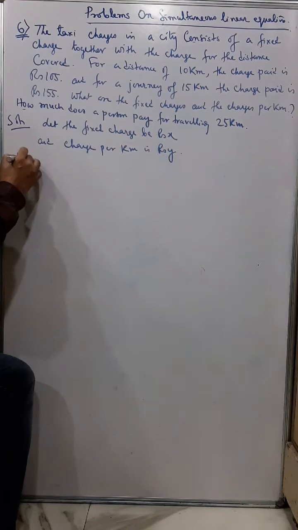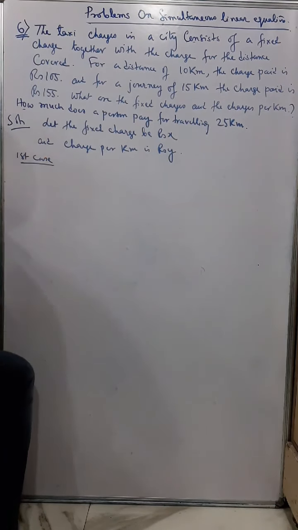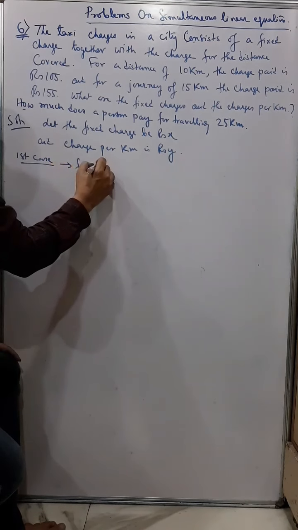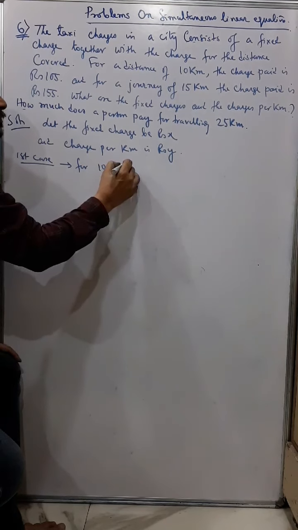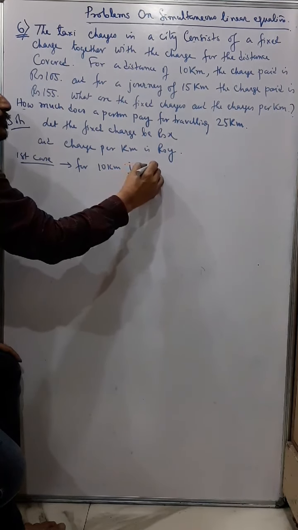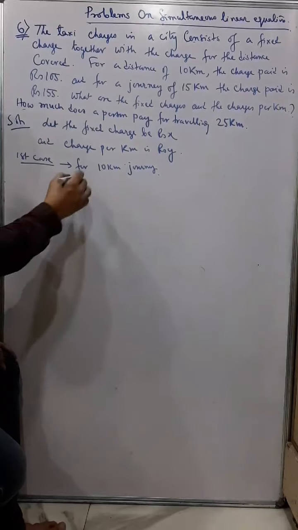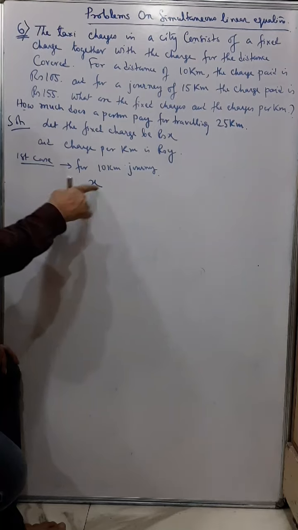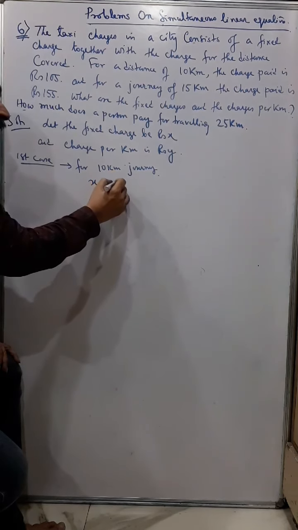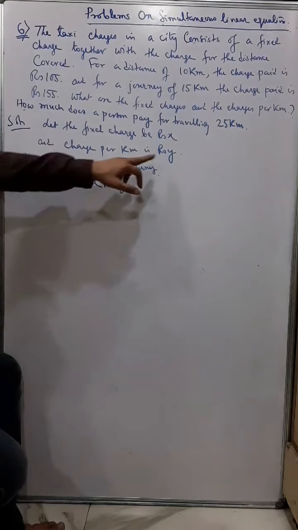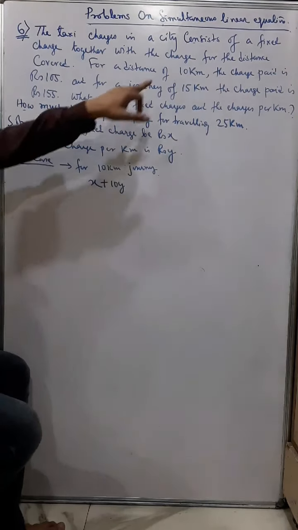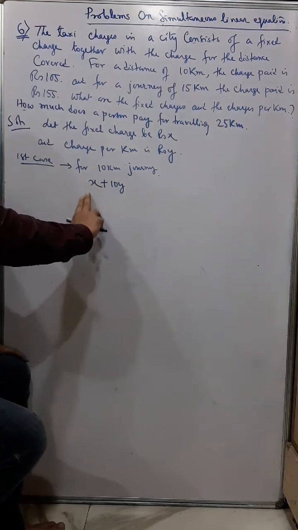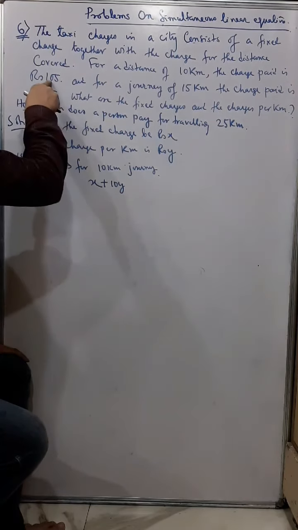So in the first case, for a distance of 10 kilometers, how much do I have to pay? X is the fixed charge, plus 10y, because y is per kilometer and it is 10 kilometers, so this much I have to pay in total. So this equals 105.